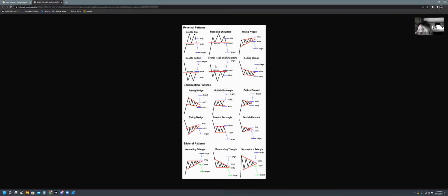Reversal is reverse. In this case, the double bottom ripped to the downside, double bottomed right here, and then ripped back to the upside. So it reversed. Here on the inverse head and shoulders, same thing: rip to the downside, triple bottomed or inverse head and shoulders, and reversed back to the upside. And then you have the ones that break either side. So ascending triangles, descending triangles, and symmetrical triangles can break upside or downside. So you just wait for a break.